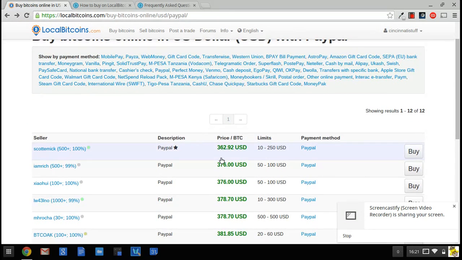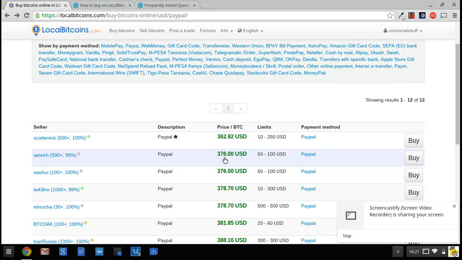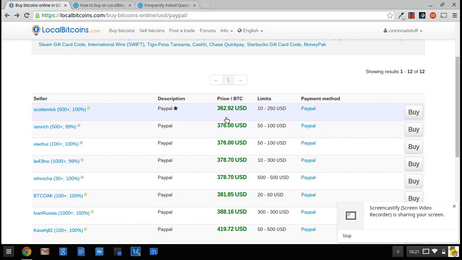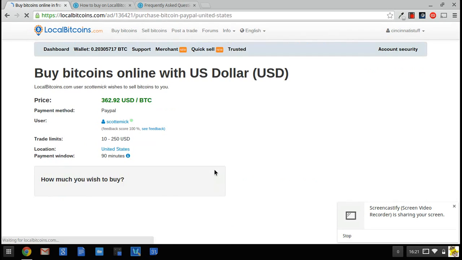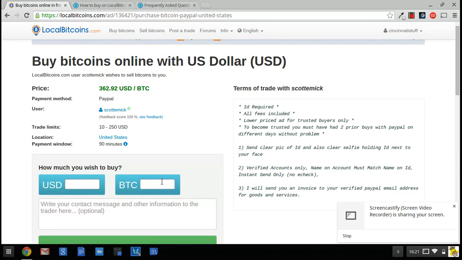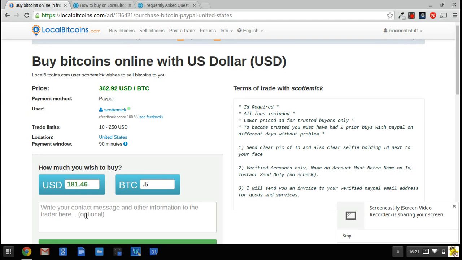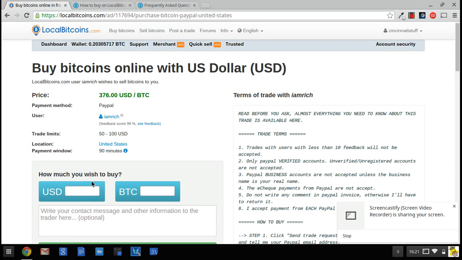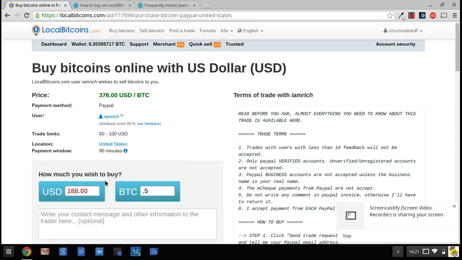As you can see, the prices vary a little bit between sellers. If you're buying, we're going to use Scott as an example. Let's say you're buying half of a Bitcoin. It's going to cost you $181 through Scott. And let's just pick this random person here. I'm going to buy half of a Bitcoin here, $188. So for $7 more, that's the difference in the person.